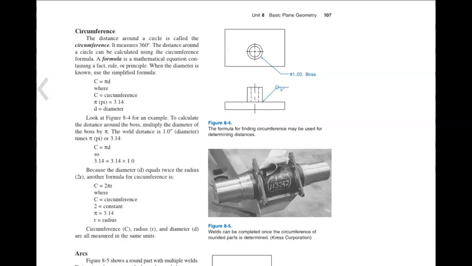To calculate the distance around the boss, multiply the diameter of the boss by pi. The weld distance is 1 inch in diameter times pi, or 3.14. Circumference equals pi times diameter, so 3.14 equals 3.14 times 1. Because the diameter equals twice the radius, another formula for circumference is circumference equals 2 times pi times r, where C is circumference, 2 is a constant, pi is 3.14, and r is radius. Circumference, radius, and diameter are all measured in the same units.